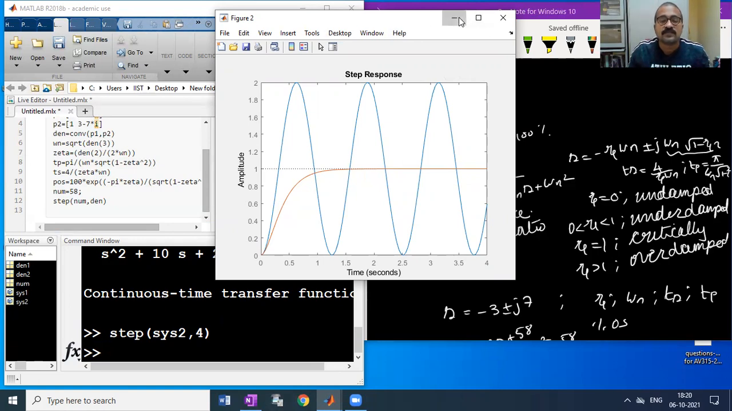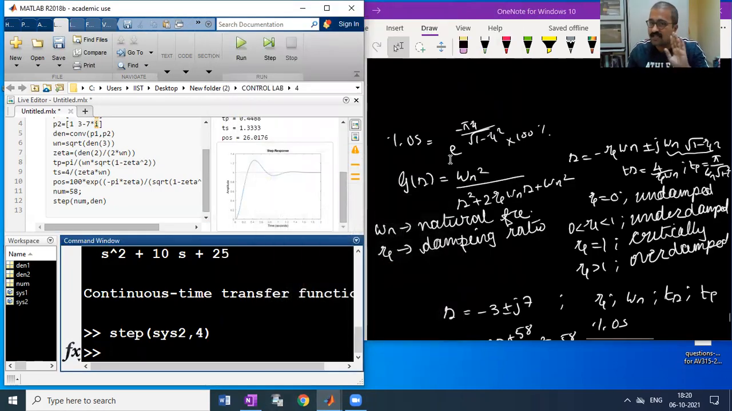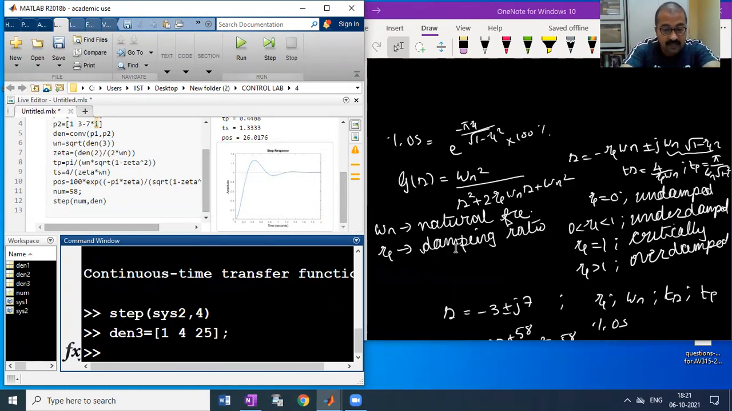Since we have already given one hold on, that is enough. If you again type hold on, it gets turned off. So you need to type hold on only once. Now let us take the third system: 1, 4, 25. Can you tell me what kind of damping this will be? It corresponds to an underdamped system.